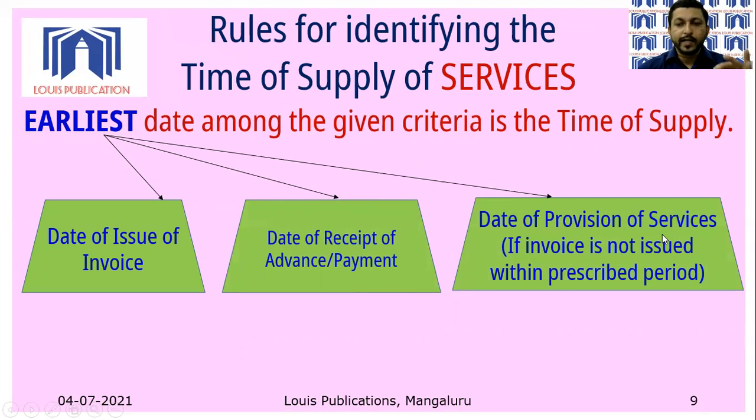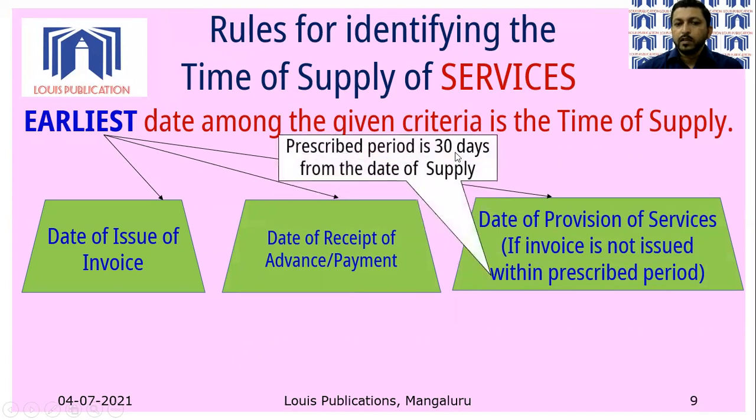We have to understand this date of provision of services. Now, a very important point: if the invoice is not issued within the prescribed period. What is this prescribed period? The prescribed period is nothing but 30 days from the date of supply.